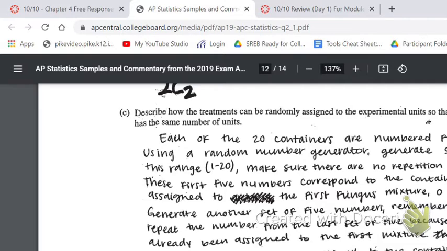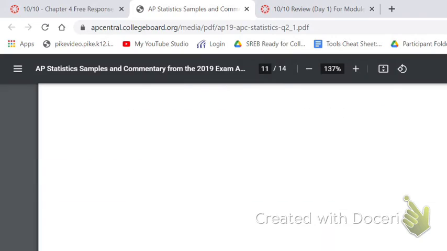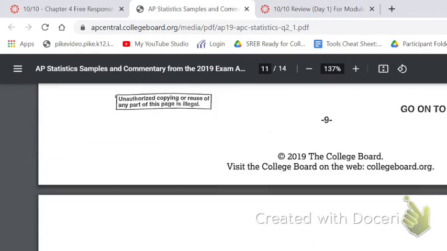This particular student, because they got a partially correct on the first part, a partially correct on the second part, and an essentially correct here, they got a 2 out of 4 on this particular question. Let's go compare that to the next student.